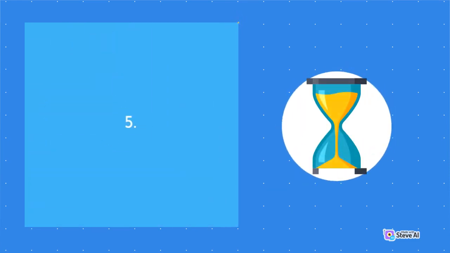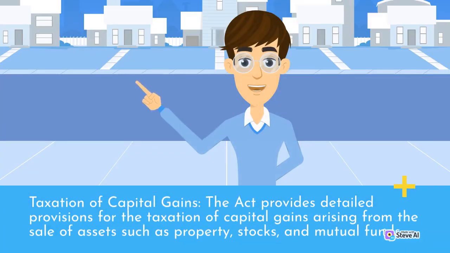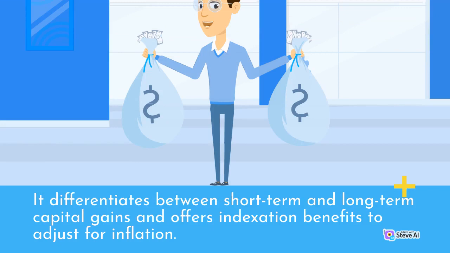5. Taxation of capital gains. The Act provides detailed provisions for the taxation of capital gains arising from the sale of assets such as property, stocks, and mutual funds. It differentiates between short-term and long-term capital gains and offers indexation benefits to adjust for inflation.